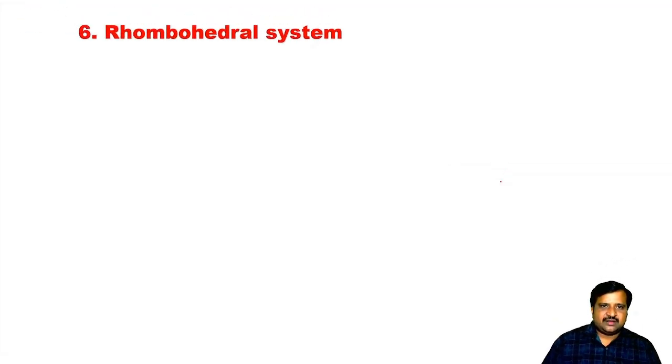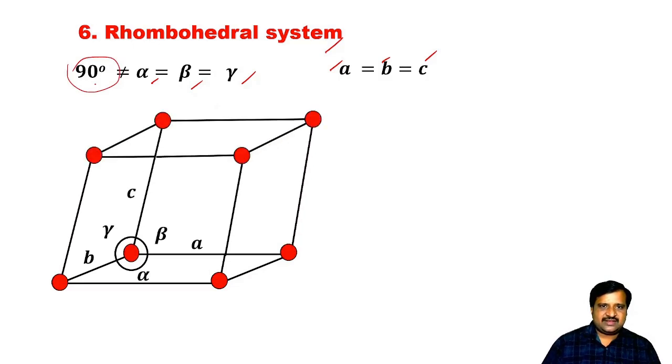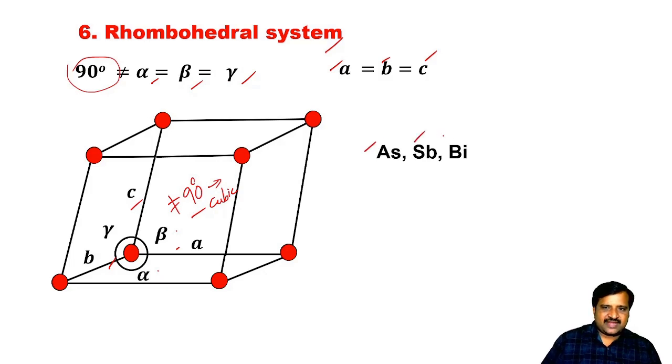Next, the sixth one is the rhombohedral system. For the rhombohedral system, A equals B and B equals C. And angles alpha, beta and gamma are equal, but they are not equal to 90 degrees. So this is the rhombohedral system. So A, B, C are equal and alpha, beta, gamma are also equal, but these angles are not equal to 90 degrees. If the angles were also equal to 90 degrees, that would be the cubic system. But for the rhombohedral system, alpha, beta, gamma are not equal to 90 degrees. So examples here are arsenic, antimony and bismuth.